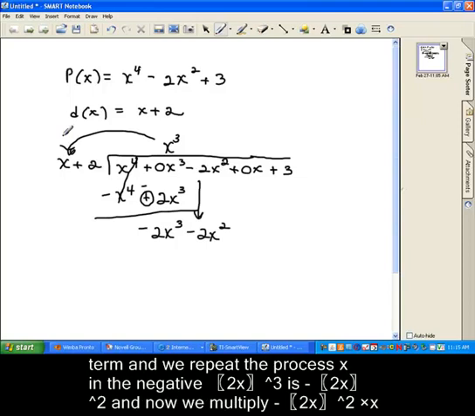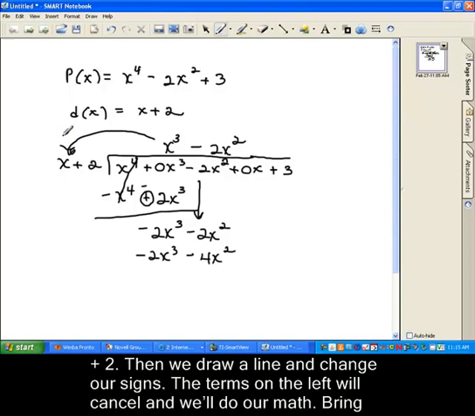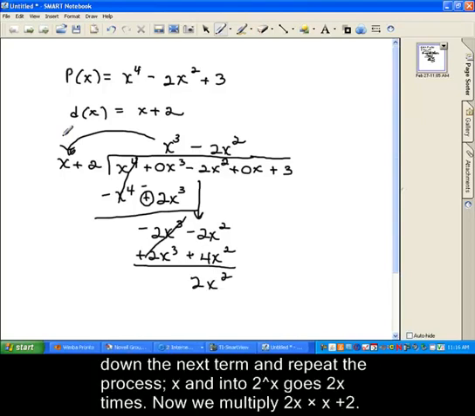X into negative 2x cubed is negative 2x squared. And now we multiply. Negative 2x squared times x plus 2. Then we draw a line and change our signs. The terms on the left will cancel, and we'll do our math. Bring down the next term, and repeat the process.